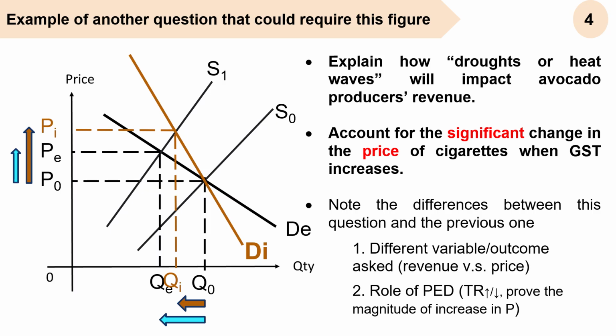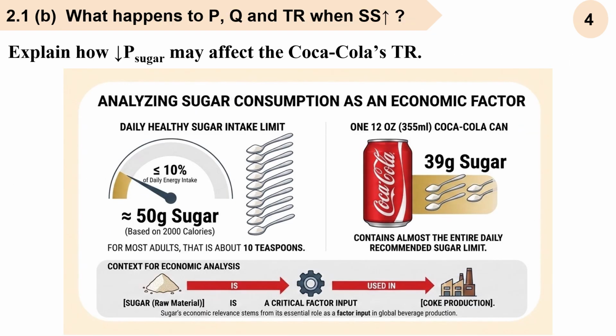Then we move on to the case where supply increases. They ask you to explain how the decrease in price of sugar may affect Coca-Cola's total revenue. So what is the relationship between sugar and Coca-Cola? Basically, sugar is a factor input used in the production of Coca-Cola. I was curious, so I went to search online. Apparently, all of us are supposed to eat a maximum of 50 grams of sugar a day. One can of Coke is like 39 grams of sugar. So the main takeaway for this slide is don't drink Coke.